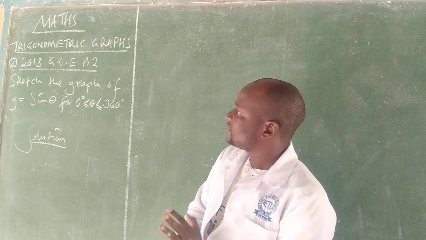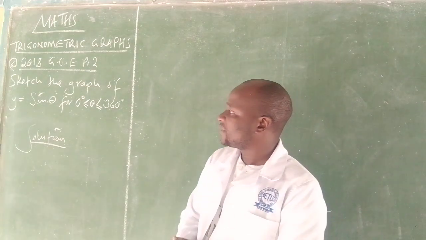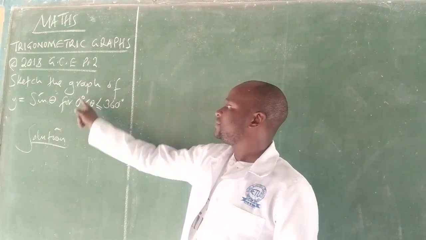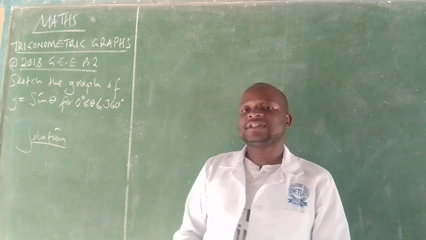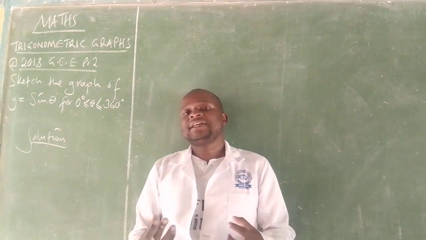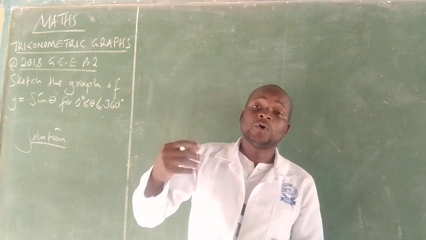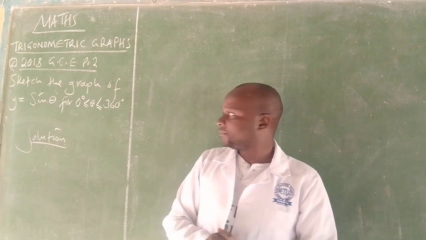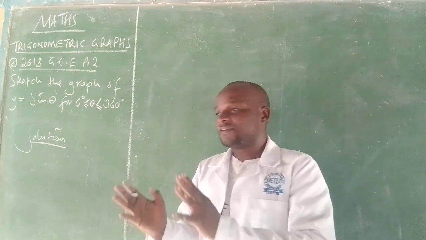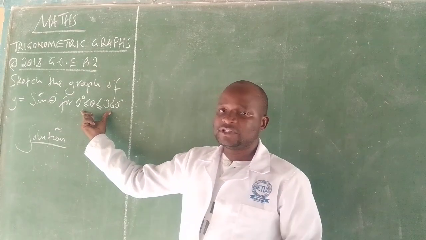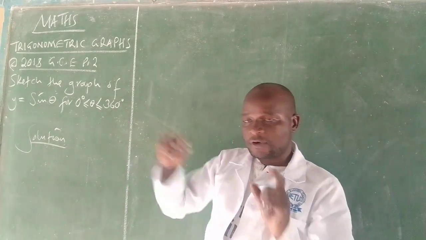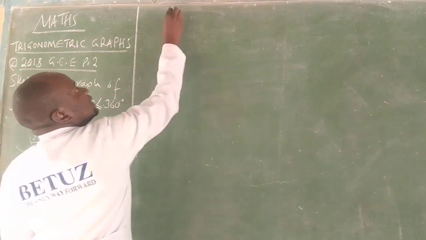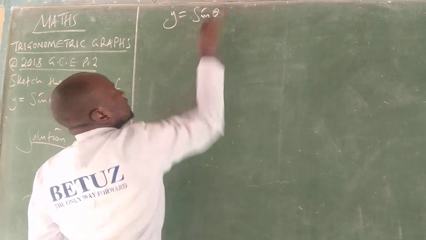So now we are getting this from a 2018 GCE paper 2, and the question says sketch the graph of y is equal to sine theta for 0 degrees is less or equal to theta less or equal to 360 degrees. So now, what is important here is to know how a sine graph appears, the general form of a sine graph, because there is also a cosine graph. So now, what we are given here is simply the range, the final value of our graph. So our function says y is equal to sine theta.